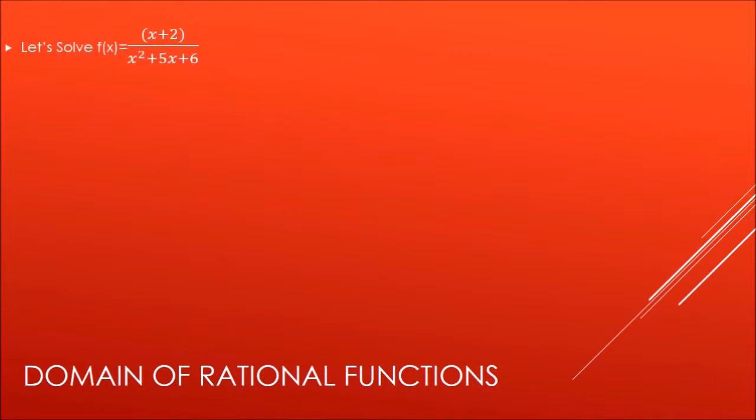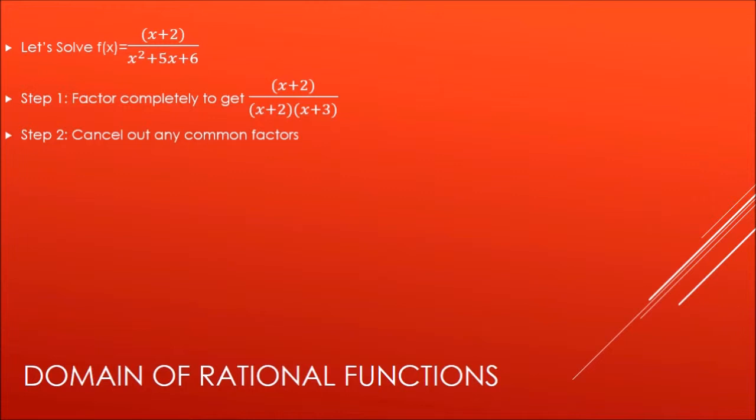Alright, now let's take a look at the domain of rational functions. So let's look at our function f of x is equal to x plus 2 over x squared plus 5x plus 6. So first thing we want to do is factor. Make sure that you factor, because if you had just set the denominator equal to 0 without factoring, you would have missed that this actually cancels out right here. So the two common factors are x plus 2. So cancel them out, and you get your new equation, which is 1 over x plus 3.